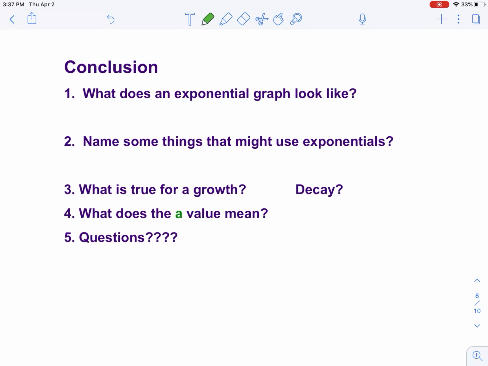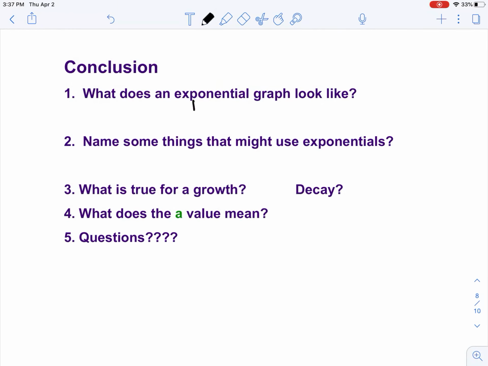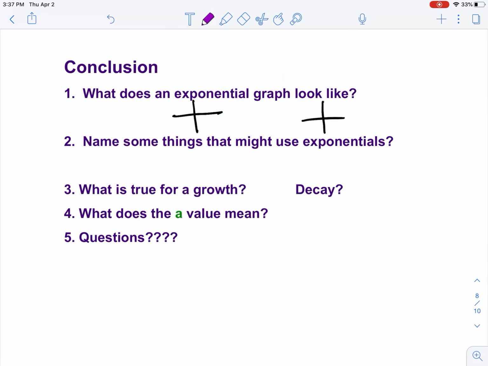What does an exponential graph look like? Well, there are 2 different graphs. For growth, it's going to start low and then increase. And for decay, it's going to start high and come low.